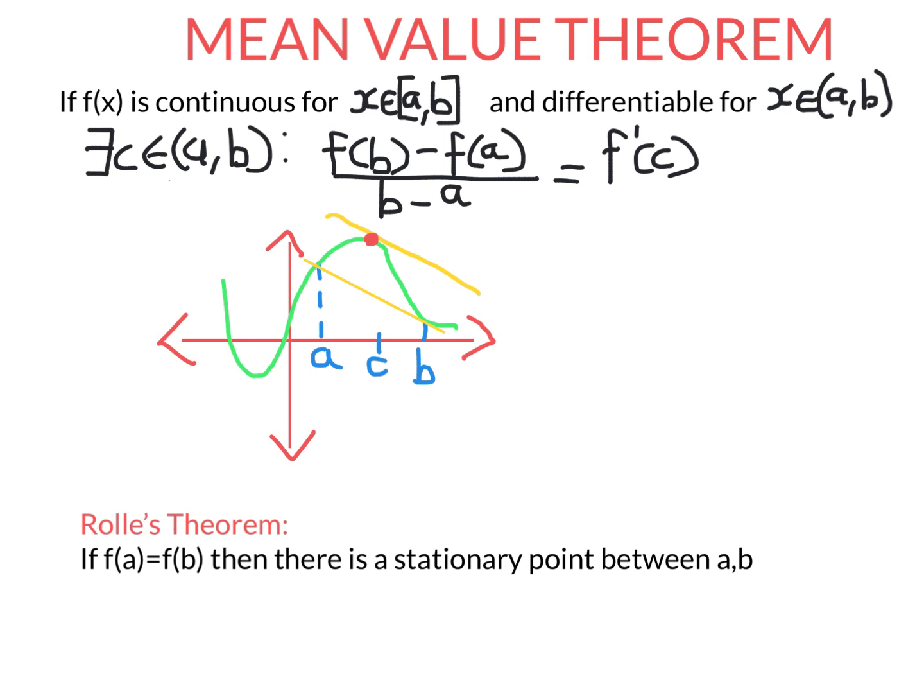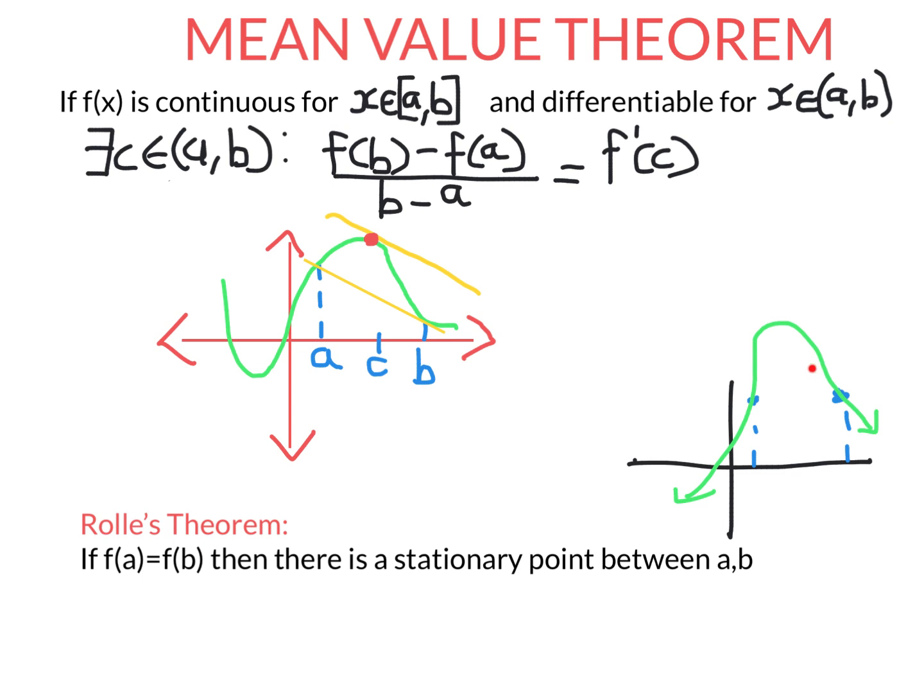Now, Rolle's theorem is kind of like a special case of the mean value theorem. It's just when f(b) and f(a) are equal. So what that means here is this would be 0. You'd have a horizontal gradient, and therefore this would be a stationary point.